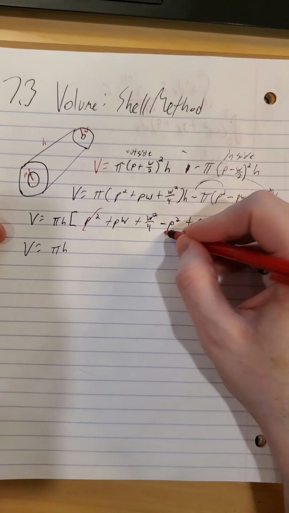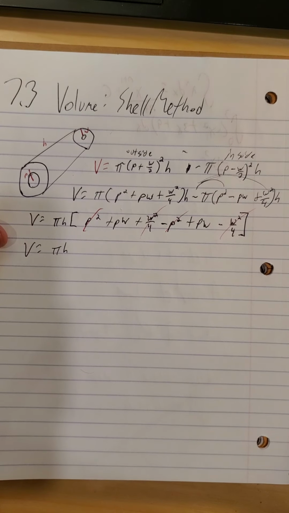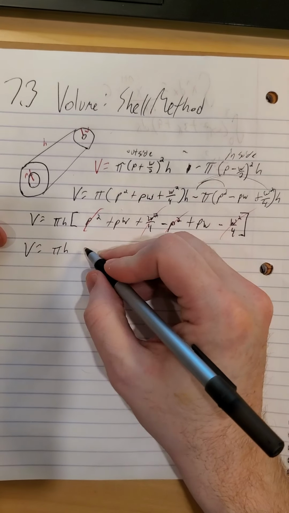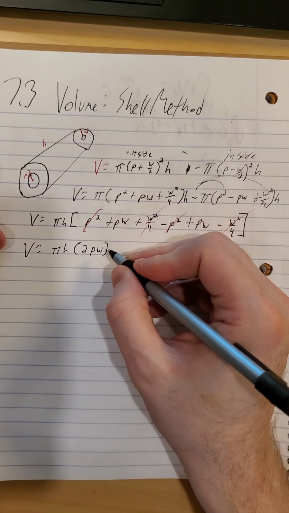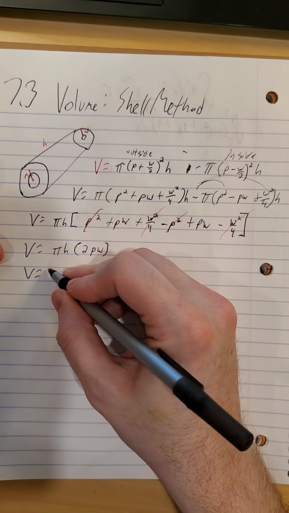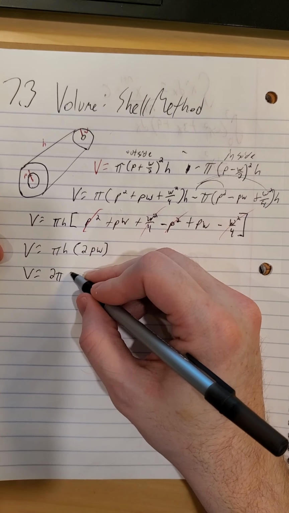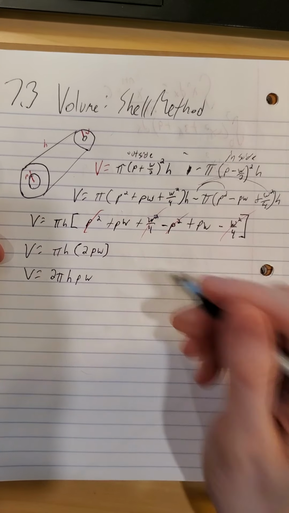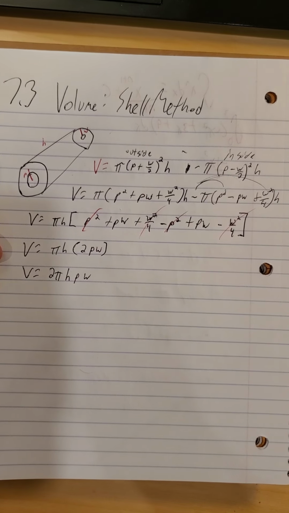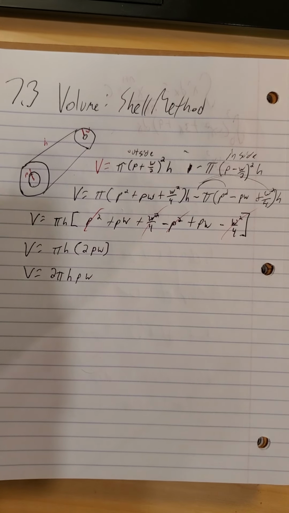All right, p squared minus p squared, goodbye. W squared over 4 minus w squared over 4, goodbye to that as well. So we have plus pw plus pw, so that would be 2 pw's. So our volume is 2 pi times h times p times w. So that would be, in general, how we find the volume of a shell.